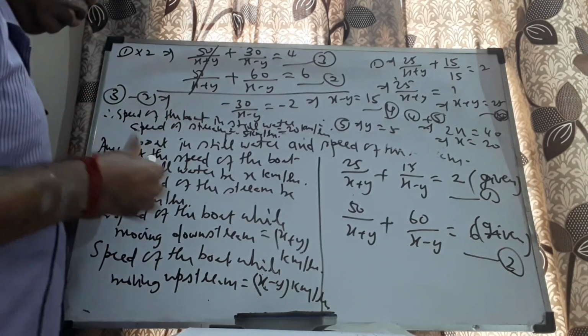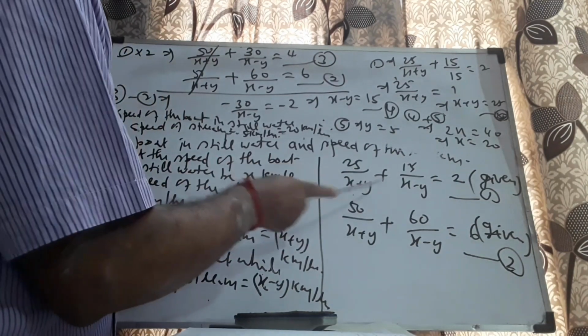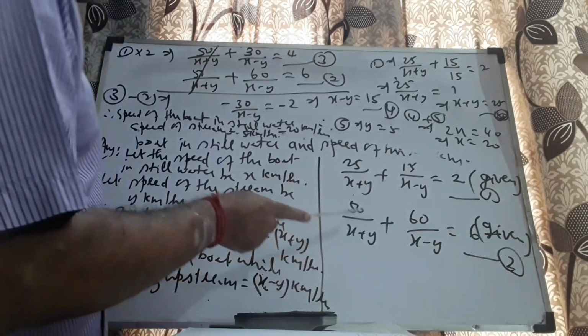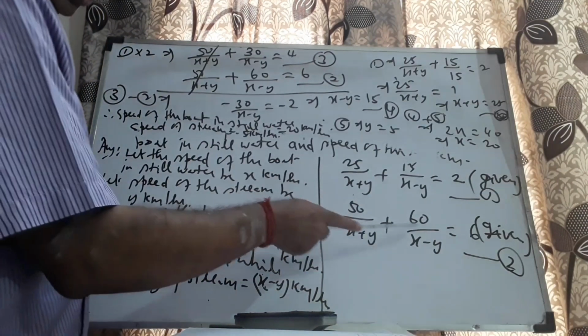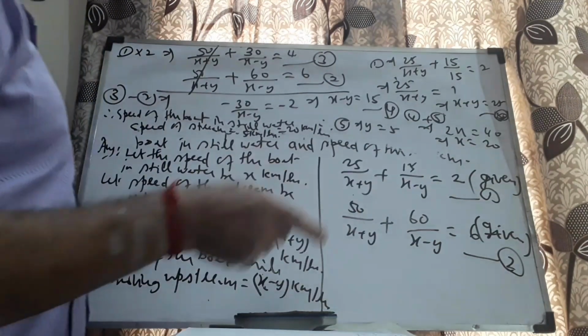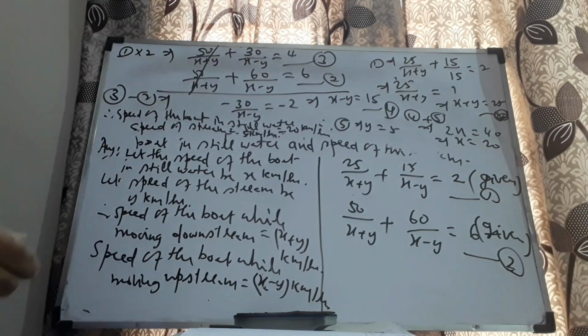You can even check over here. 25 by 25, 1. 15 by 15, 1. 1 plus 1 is 2. 50 by 25, 2. 60 by 15 is 4. 2 plus 4 is 6. It satisfies both the conditions. It's true. It's anyway correct. I'll explain the whole lot.